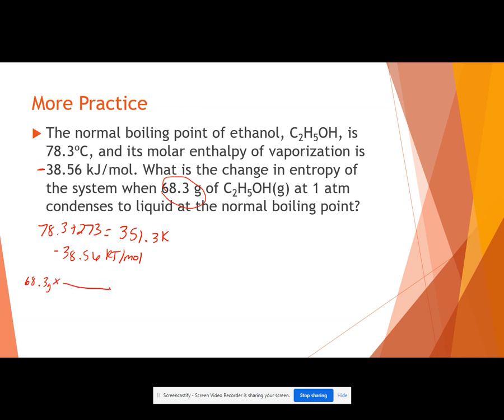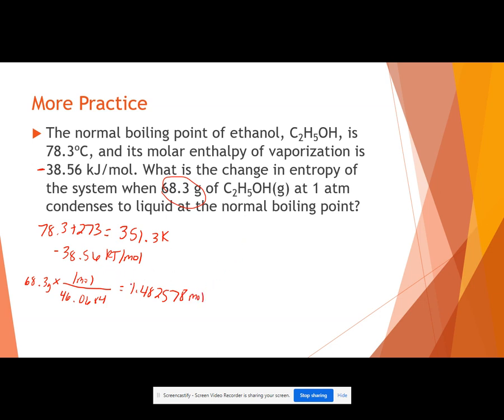And then we find the molar mass. So we have 1 mole of ethanol. If you were to figure out that molar mass, it is 46.0684. That gives you your mole value of 1.482578.